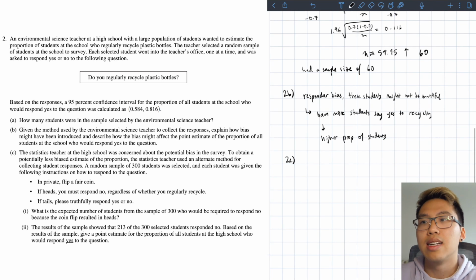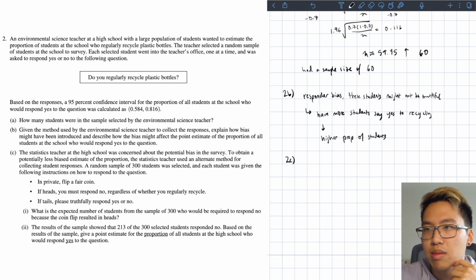Okay, part C. There are so many words. A statistics teacher at the high school is concerned about the potential bias in the survey. To obtain a potentially less biased estimate of the proportion, the stats teacher used an alternate method for collecting student responses. A random sample of 300 students was selected, and each student was given the following instructions: in private, flip a fair coin. If heads, you must respond no, regardless of whether you regularly recycle. And if tails, please truthfully respond yes or no.